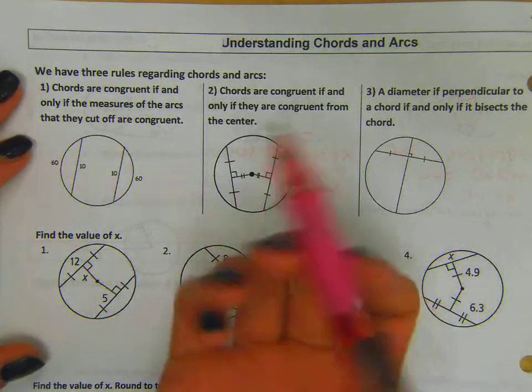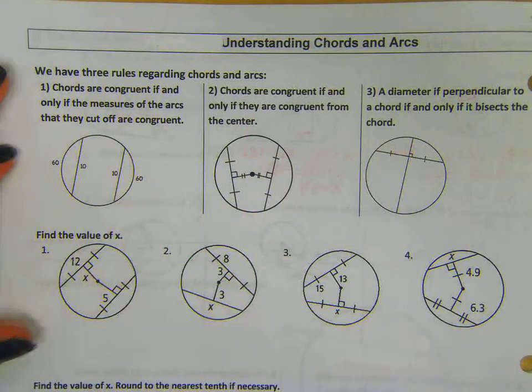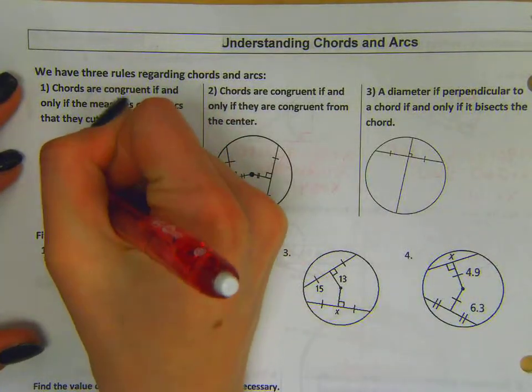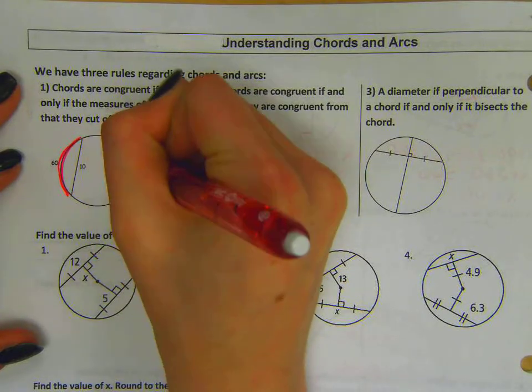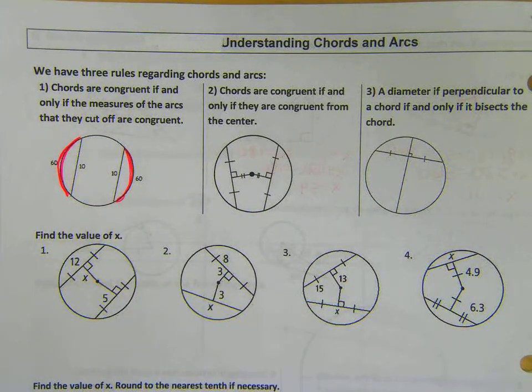So if I reread this as, if the chords are congruent, then the arcs that they cut off are congruent. And what that means by arcs that they cut off, from here to here, that's the arc that's been cut off. Same thing as this, cut off between the chord. So if the chords are congruent, then the arcs are congruent. Vice versa, if the arcs are congruent, then the chords are congruent.